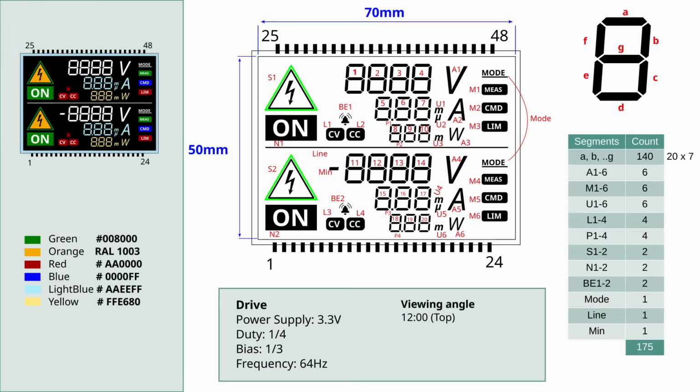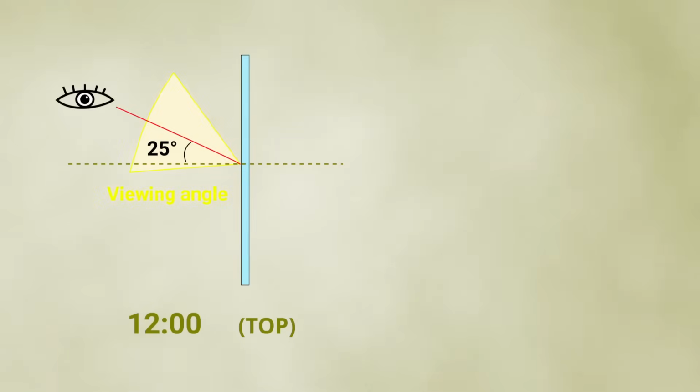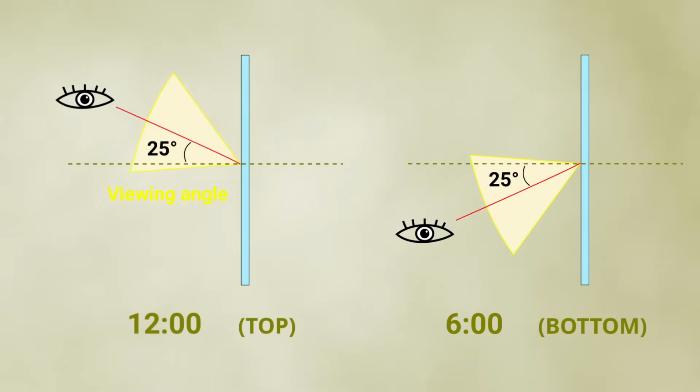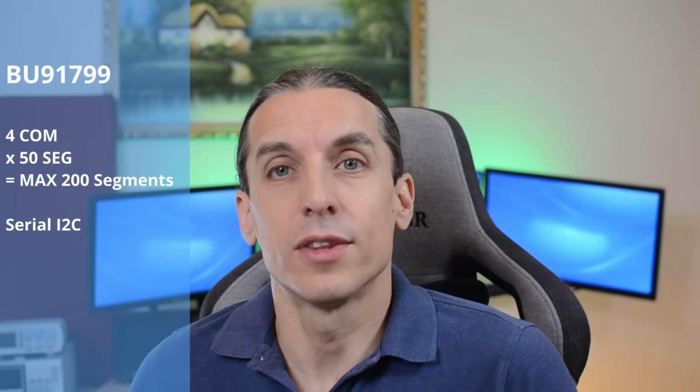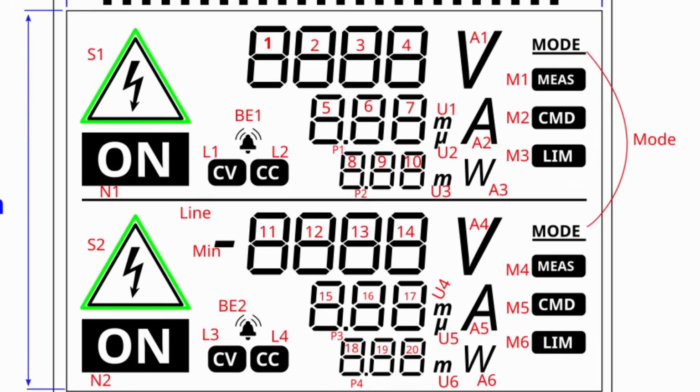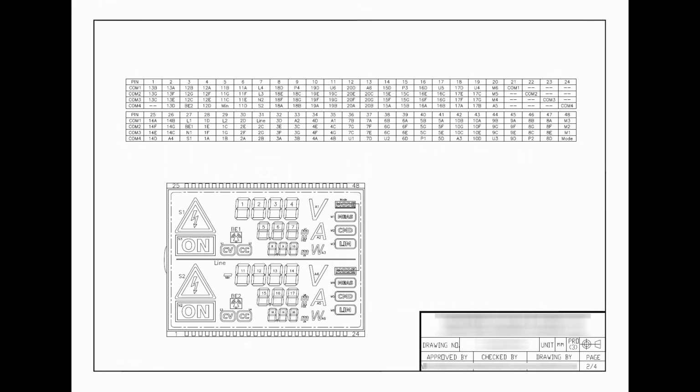When sending files to the manufacturer, you'll usually provide both the design drawing and a document with specification, dimensions, colors, viewing angle. For example, 12 o'clock means optimized for viewing from top, around 25 degrees, while 6 o'clock is for viewing from bottom. In this design, there are 175 segments, driven by a standalone IC that supports up to 200 segments, 4 commands times 50 segments. You can also label your segments in the technical drawing. This makes it easier to match with the connection table the factory sends back after routing.